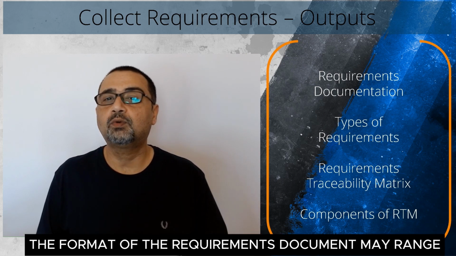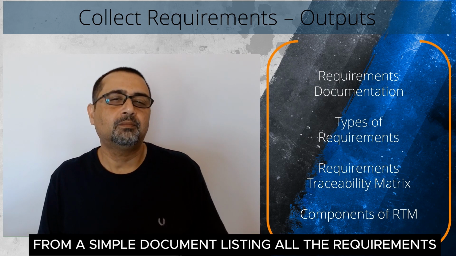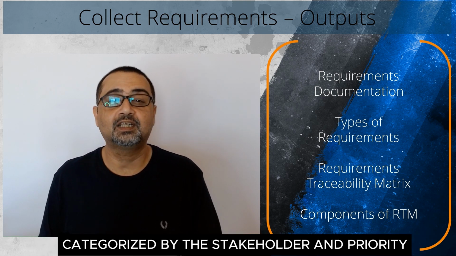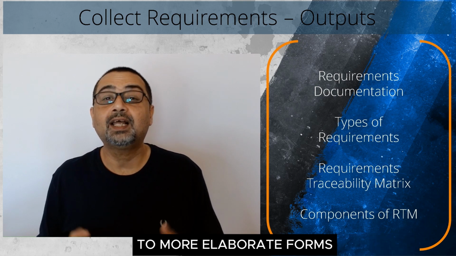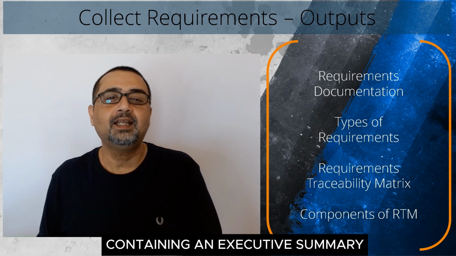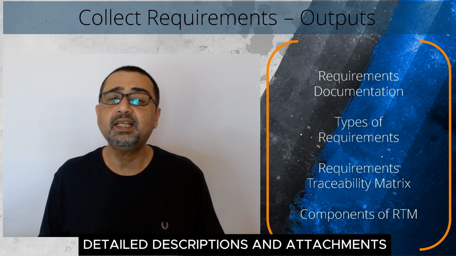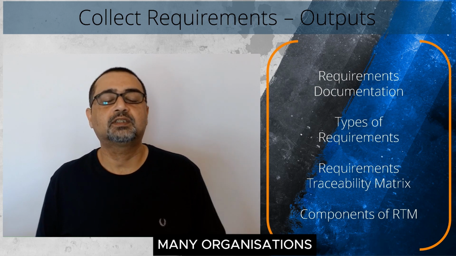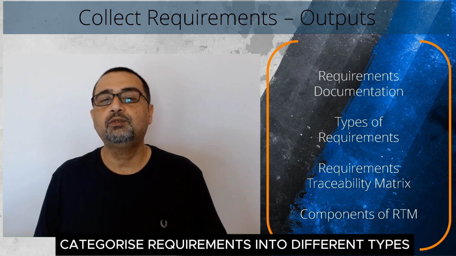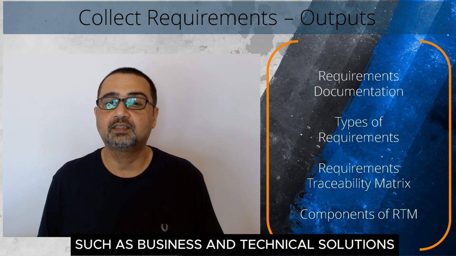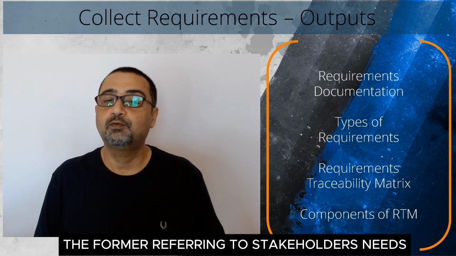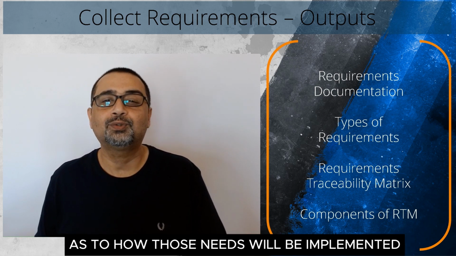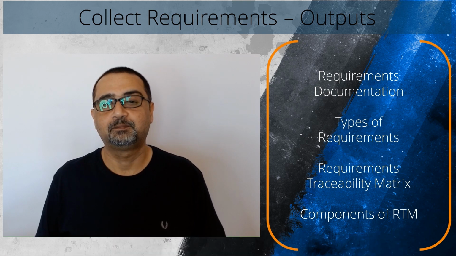The format of the requirements document may range from a simple document listing all the requirements categorized by stakeholder and priority to more elaborate forms containing an executive summary, detailed descriptions, and attachments. Many organizations categorize requirements into different types such as business and technical solutions, the former referring to stakeholders' needs and the latter to how those needs will be implemented.